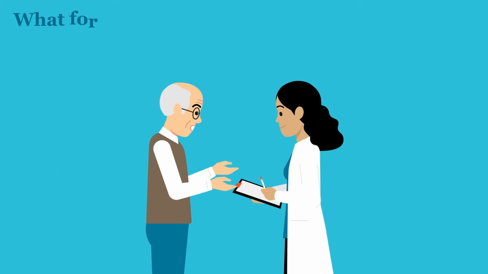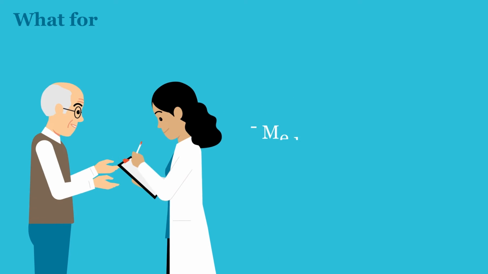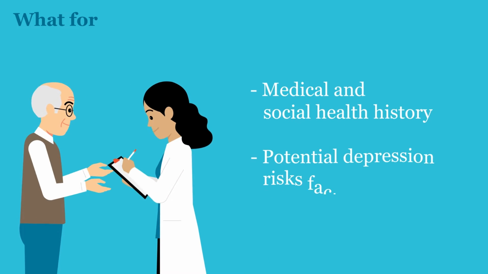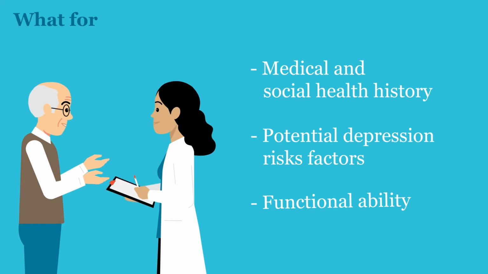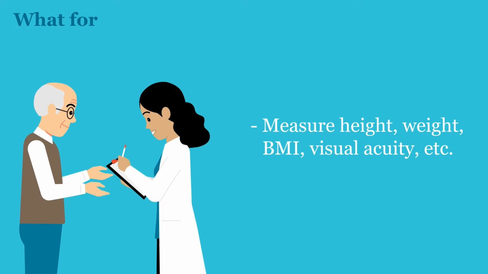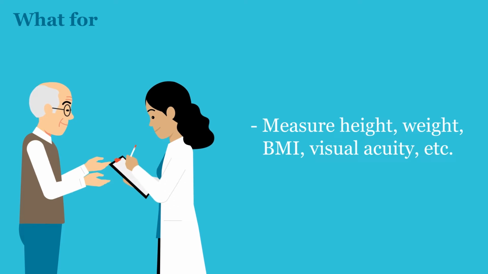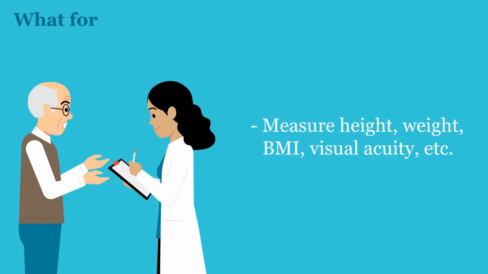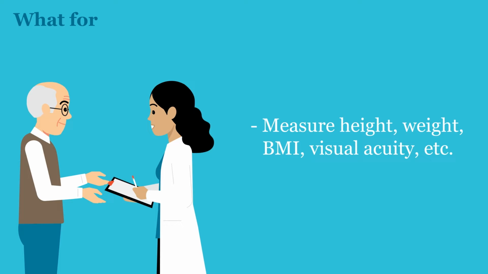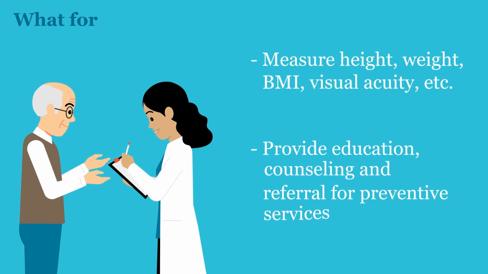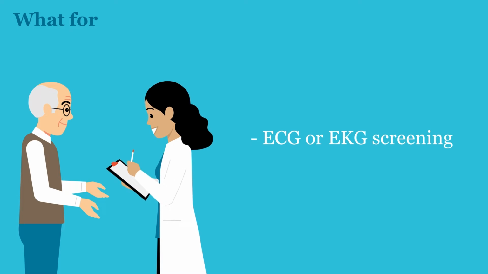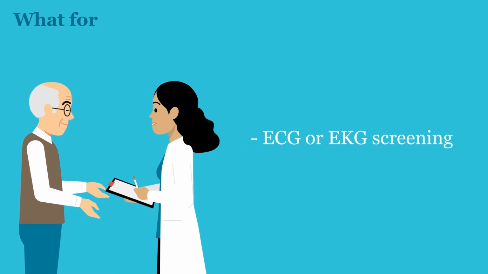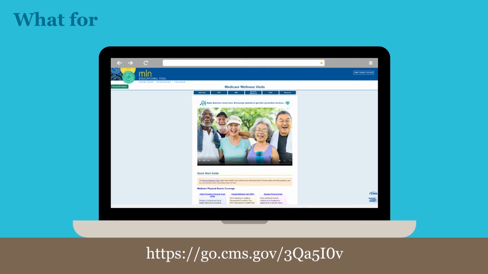Use this visit as an opportunity to review your patient's medical and social health history, potential depression risk factors, and their functional ability. You should also conduct an exam to measure height, weight, BMI, visual acuity, and other factors deemed appropriate based on medical and family history, and provide education, counseling, and referral for preventive services. A screening ECG or EKG may also be performed. For a full list of Initial Preventive Physical Exam components, visit CMS's website.